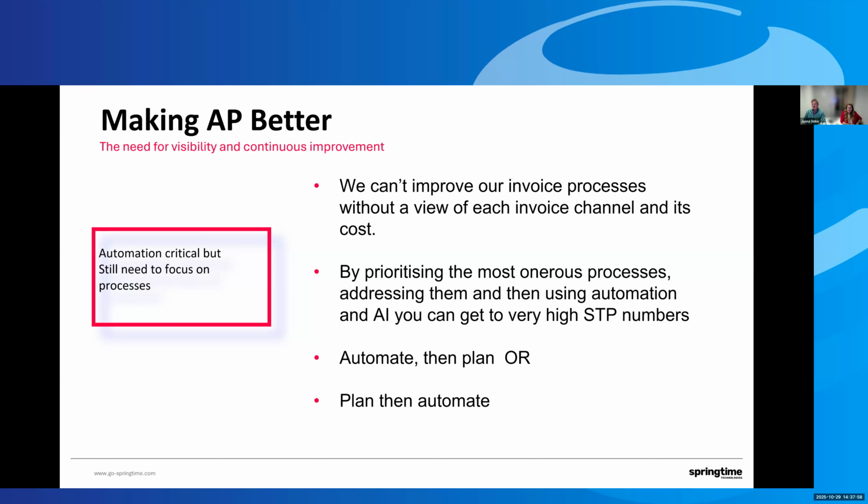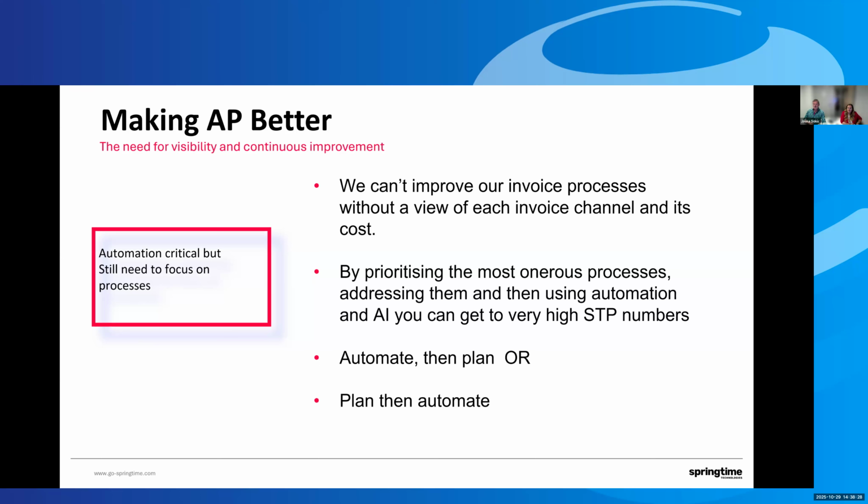So if we want to continuously improve around AP, as Alex was saying, you've got to have visibility. You can't improve your invoice processes without a view of each invoice channel and knowing where to focus to make your changes and improvements. If you can prioritize always on the most onerous process, or the ones that are creating the bottlenecks, addressing them first and knowing what you do need to address, then you've got a pretty good chance of actually getting higher STP numbers and using AI and agentic AI to support some of those improvements.